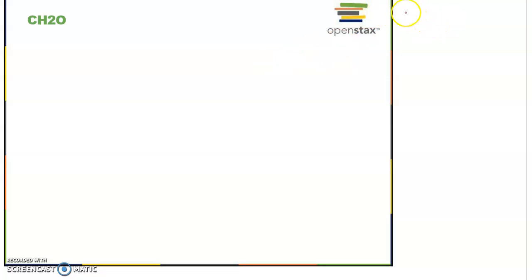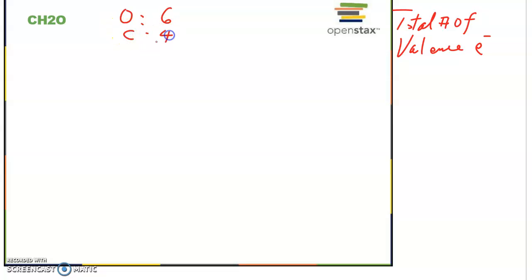In order to draw the Lewis structure, step number one is to find out the total number of valence electrons. Oxygen over here has 6, carbon has 4, and hydrogen 2, because 2 times 1 is equal to 2. So totally there are 12 valence electrons.